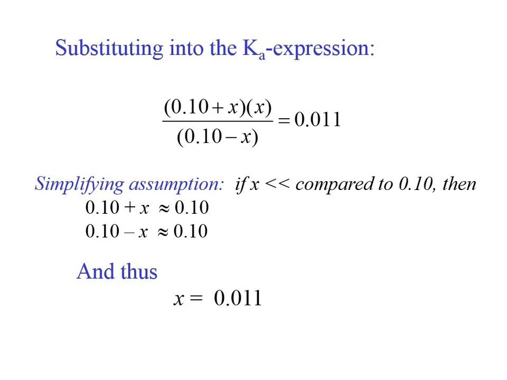So this comes to the same conclusion I had on my table, that if you apply the simplifying assumption, basically your 0.1 and your 0.1 will cancel out, and you'll be left with x is equal to Ka, or x is equal to that 0.011.